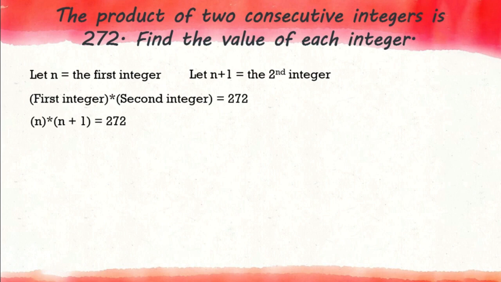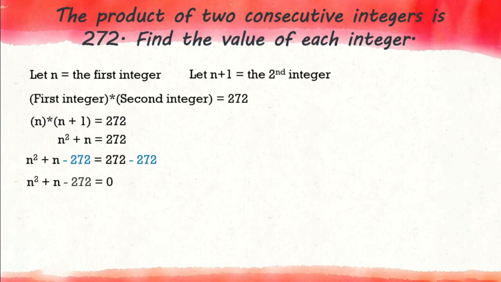Simplify by distributing n to n plus 1, so we will have n squared plus n equals 272. Apply the additive inverse property, or the opposite of positive 272 is negative 272. So we will add on both sides and then simplify. So we have n squared plus n minus 272. Factors of negative 272 whose sum is positive 1. So we have n plus 17 times n minus 16 equals 0.